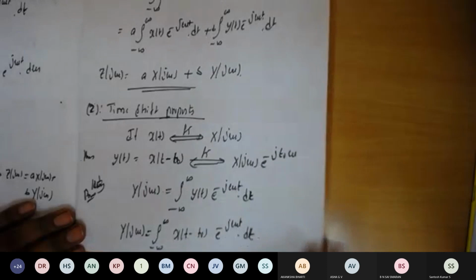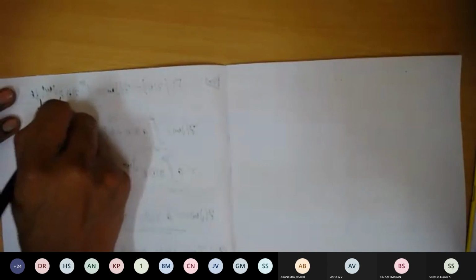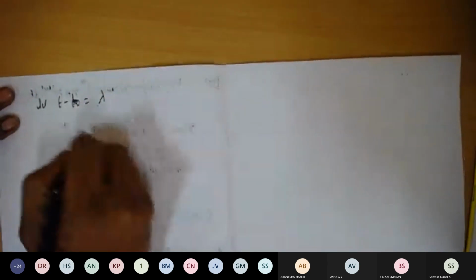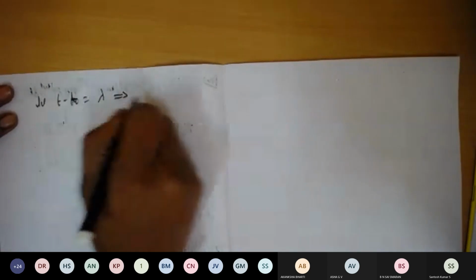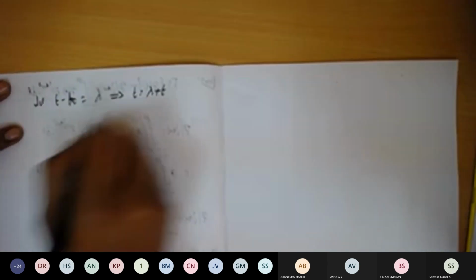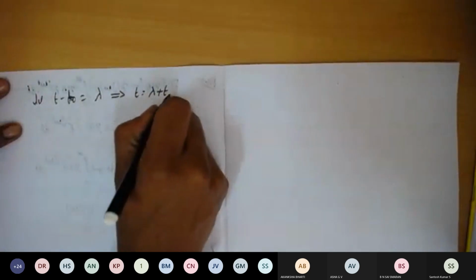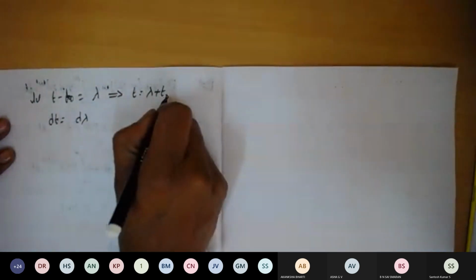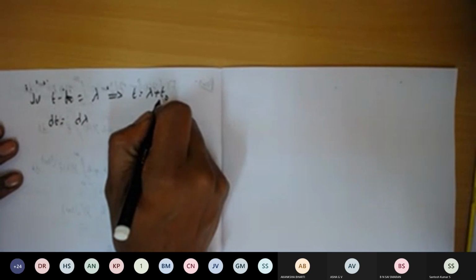So let t minus t naught be equal to the variable lambda. This implies that I need to find the value for t. So t is equal to lambda plus t naught. With t naught moved to that side, it becomes lambda plus t naught. So dt is equal to d lambda, and t naught is a constant here.